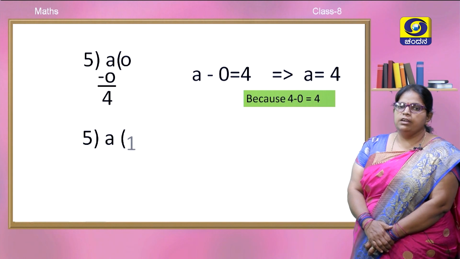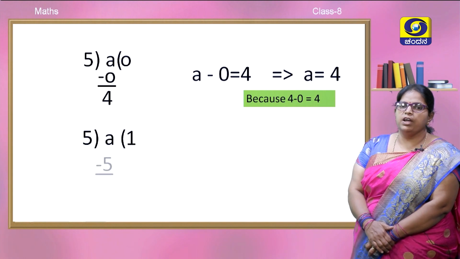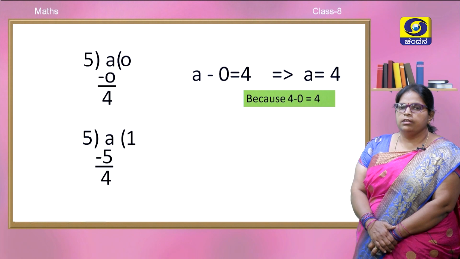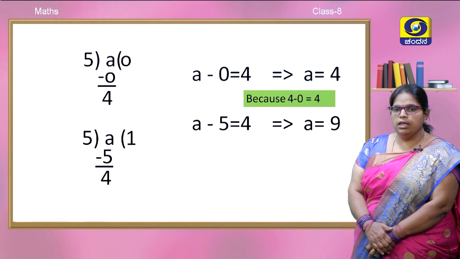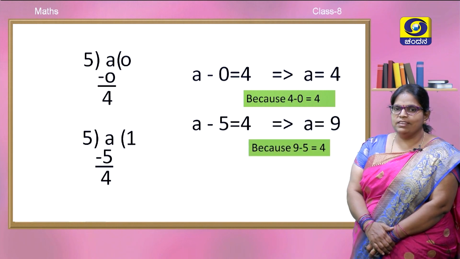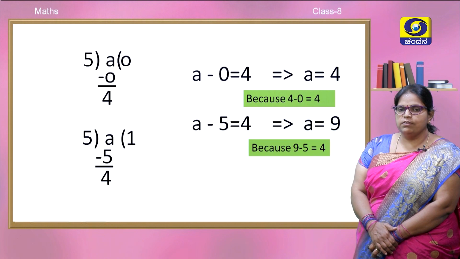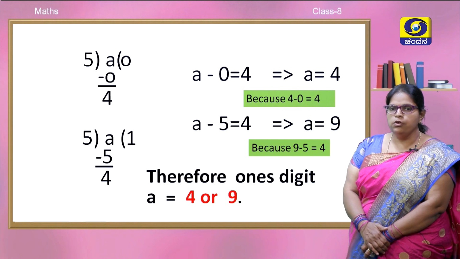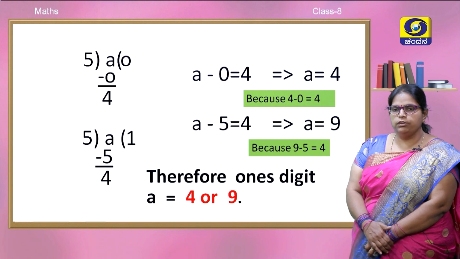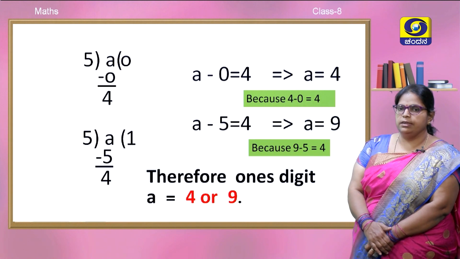Again divide A by 5, 5 ones are 5, the remainder is 4. Therefore, A minus 5 is equal to 4, that implies A is equal to 9, because once again 9 minus 5 gives the difference 4. Therefore, ones digit A must be equal to 4 or 9.